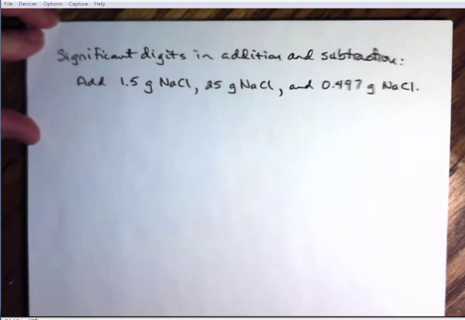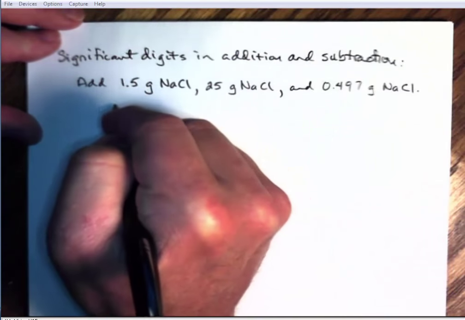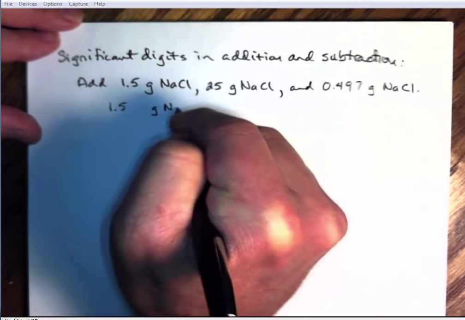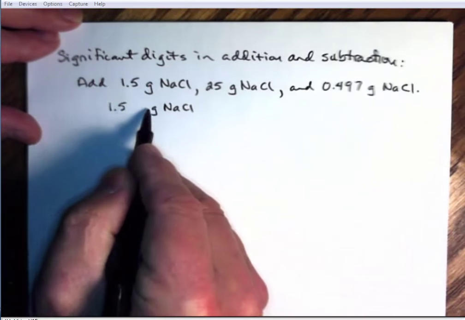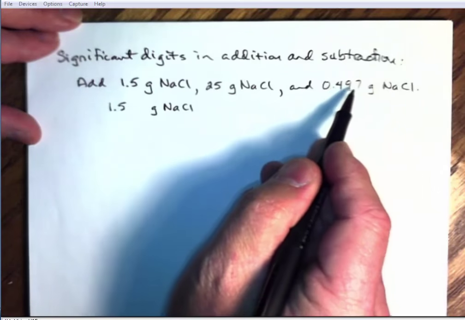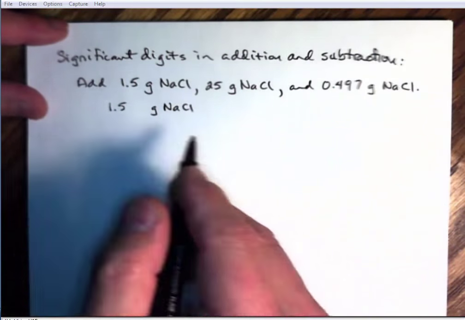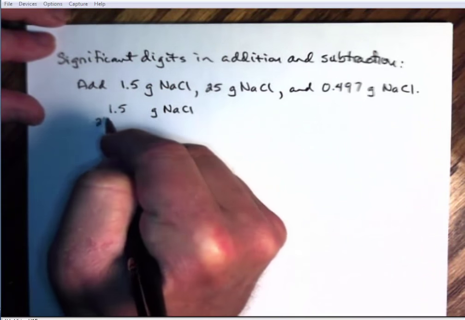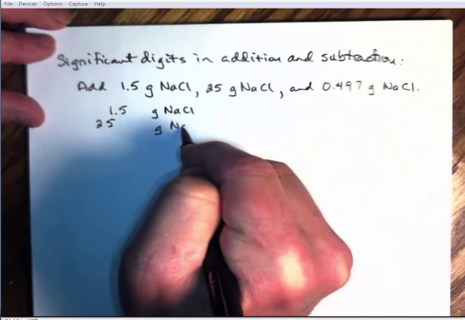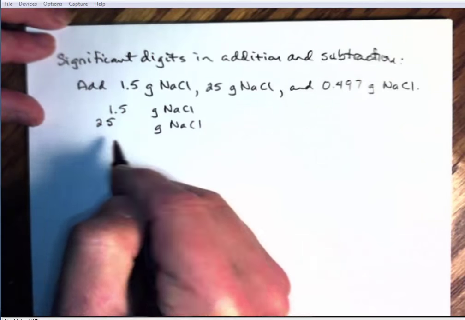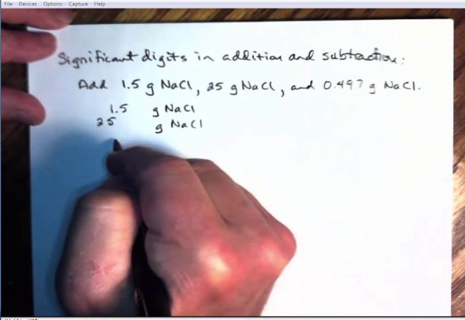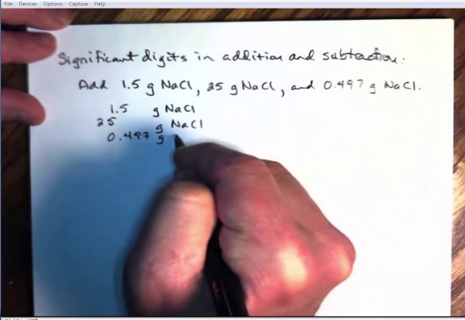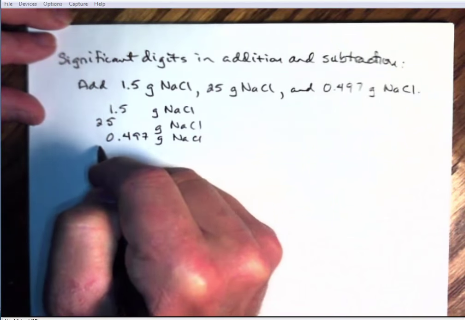Okay? So we're going to take 1.5 grams of NaCl. Notice I left a little space here because I know I have more digits to deal with over here. You might think about that in the future. And 25 grams of NaCl. And then we've got 0.497 grams of NaCl. We're going to add all these together.